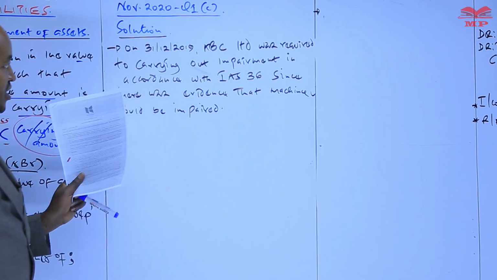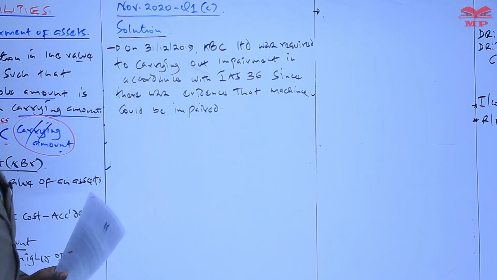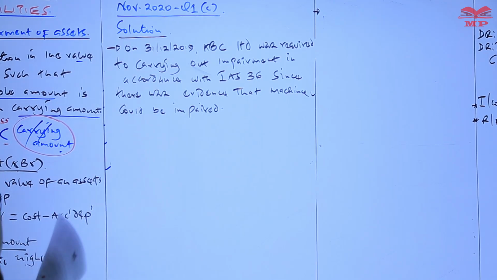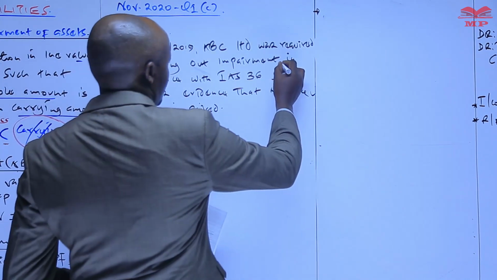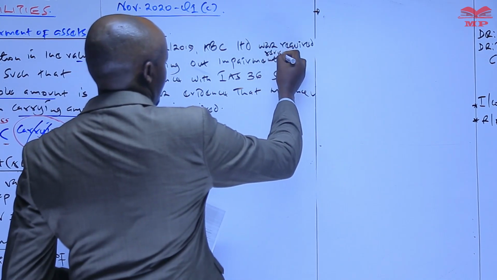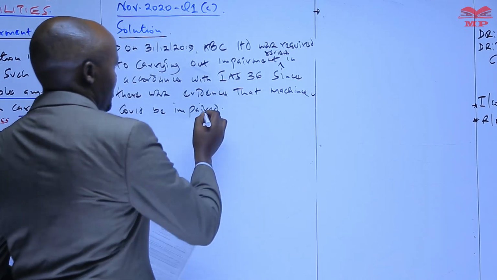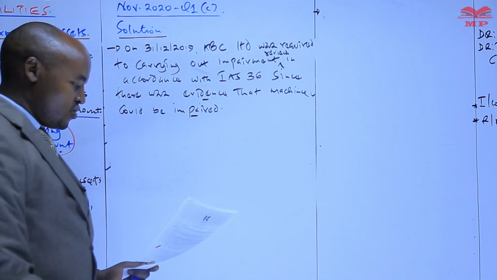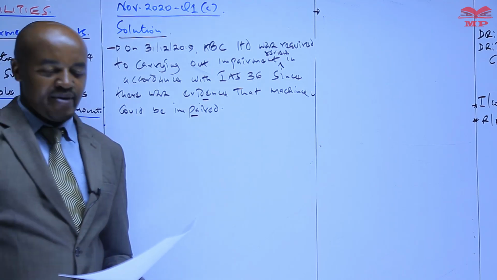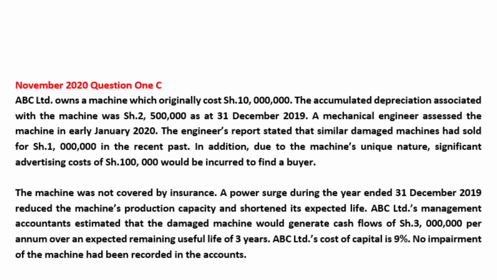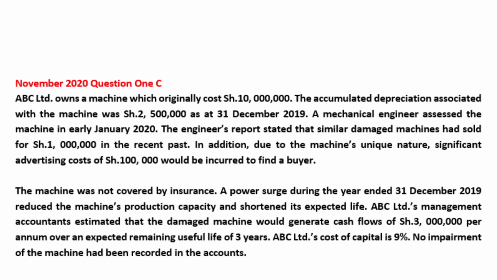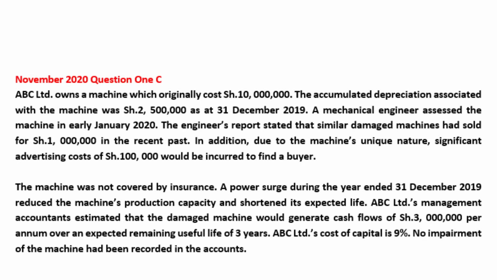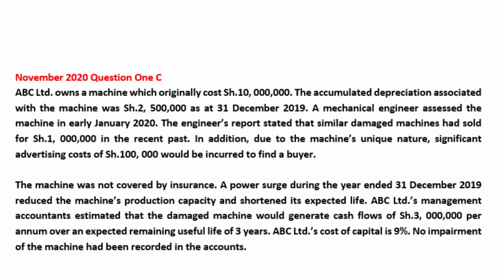You say that at the end of 2019, this company had to carry out impairment review in accordance with International Accounting Standard number 36, simply because there existed some evidence which showed that the machine owned by this company was impaired. And we have said this evidence is that reduction in machine production capacity, or basically the performance of the machine being worse than what was expected.